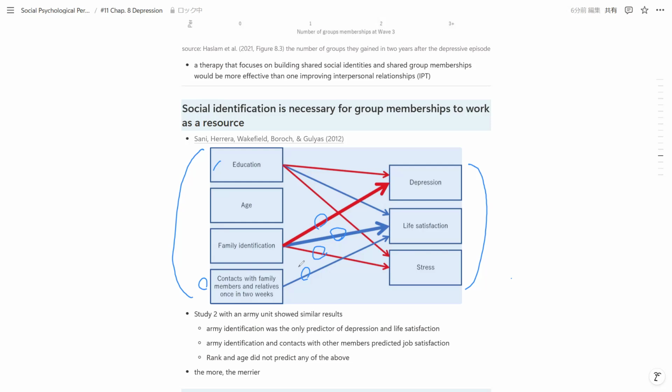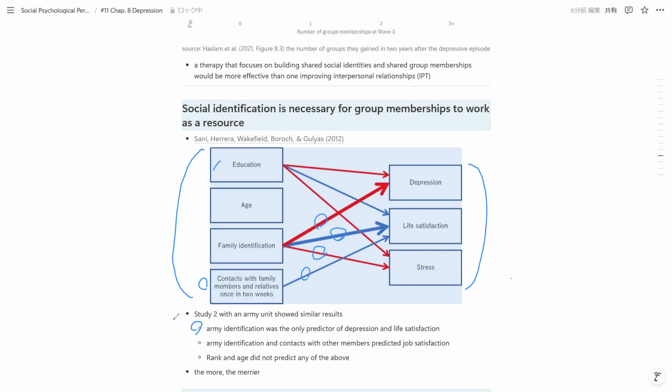Okay. And this was study one of Sunny and other colleagues in 2012. And they did study two, which focused on army units. Okay. And then they basically replicated the results of study one. So army identification was the only predictor of depression and life satisfaction. So unlike the family study, the army identification was really the only predictor of depression and life satisfaction.